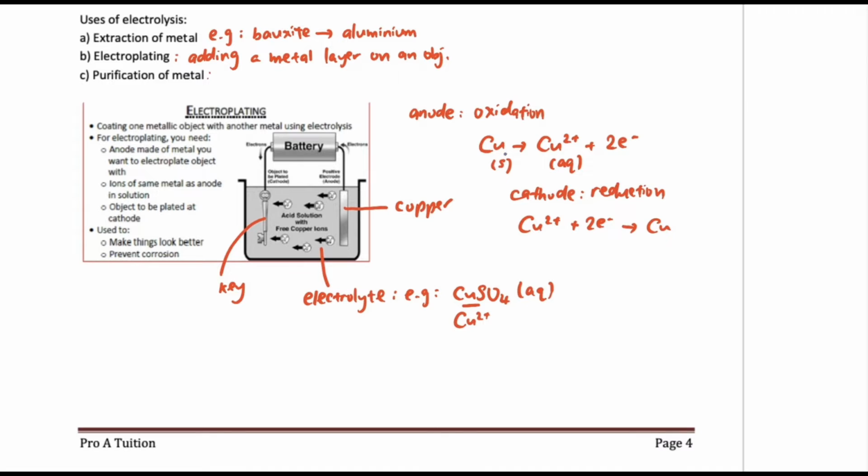One extra thing here. For anode, you know the equation is like this, and the observation is going to be like this. The observation is anode becomes thinner, because the anode, which is made of copper metal, dissolves in the electrolyte. Cathode, on the other hand, becomes thicker, basically because the copper 2 plus from the solution receives electrons, becomes copper metal, and the copper metal sticks on the key.